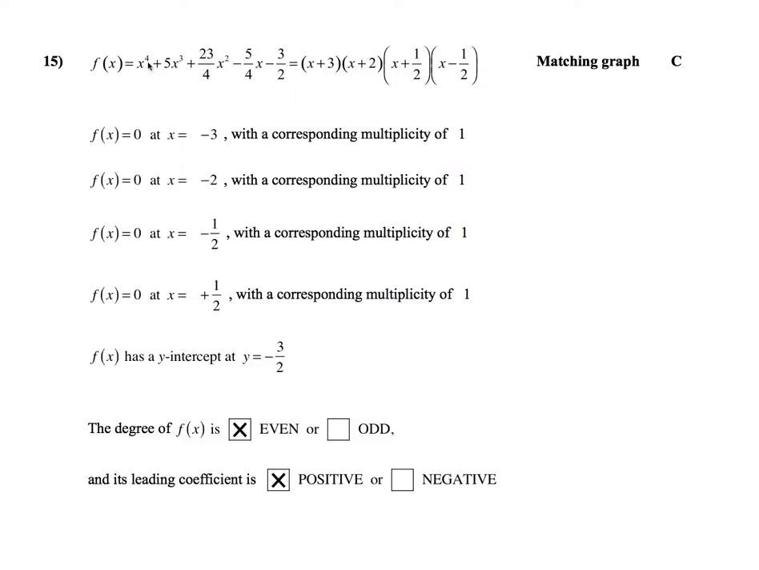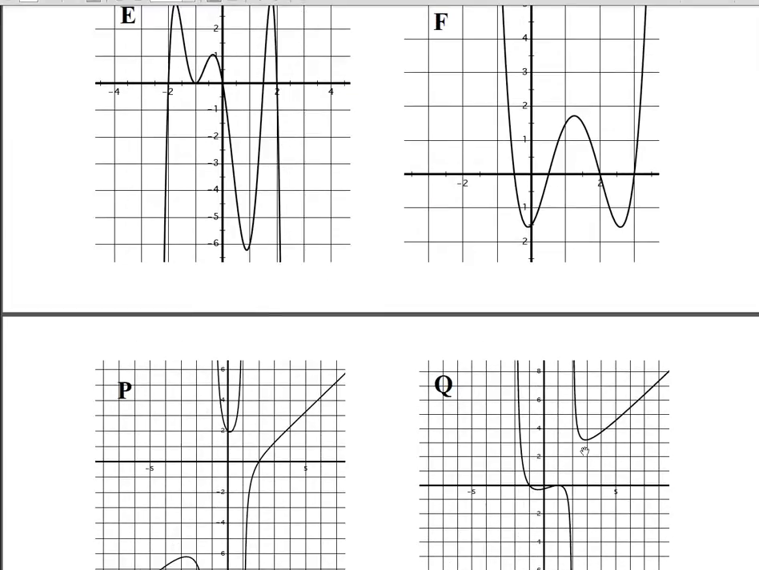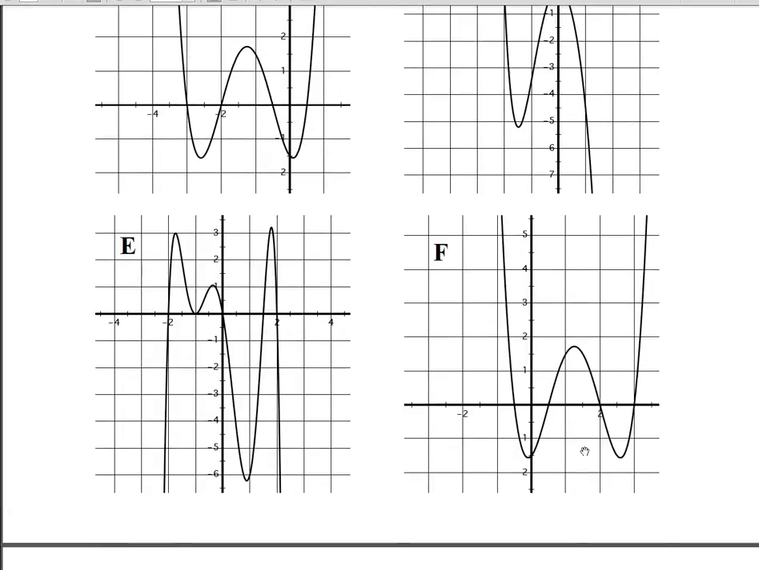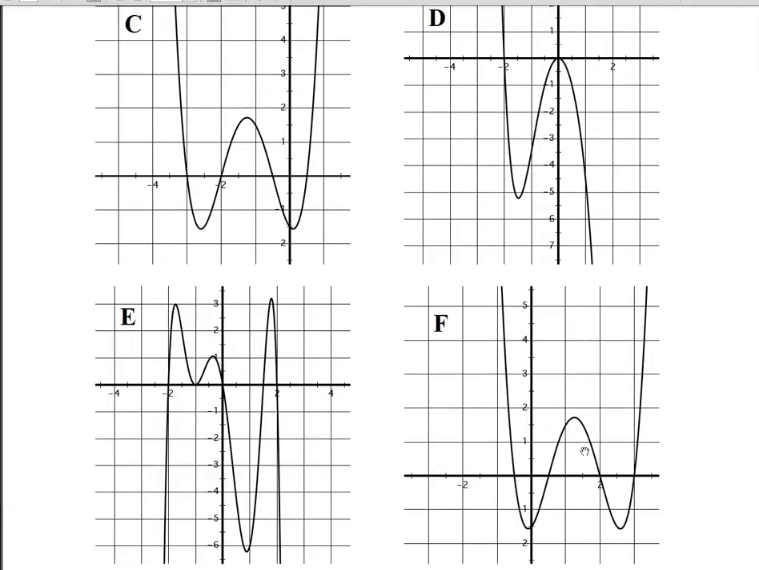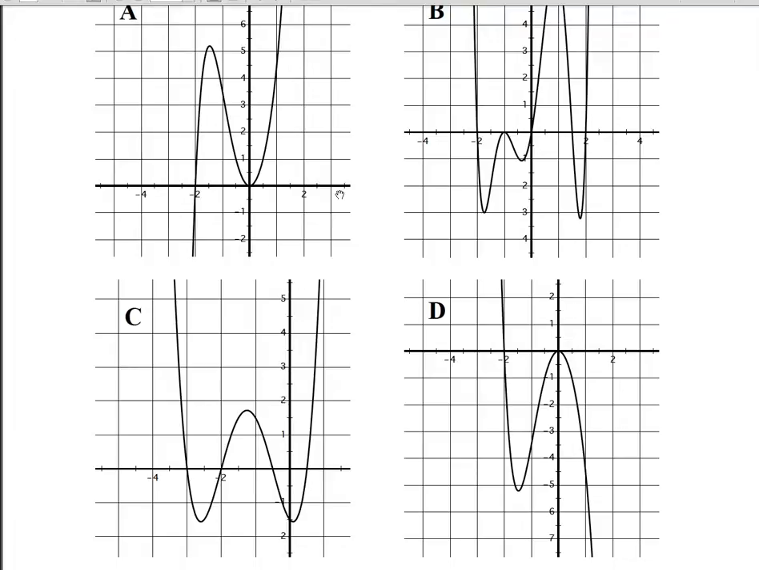The degree of the leading term is 4, so it's even. And there's no sign in front, so it's positive. That leading coefficient is positive. So now we look for a graph of a polynomial with zeros at -3, -2, and plus or minus 1/2. And we see that graph C is the only graph that has zeros in those places.